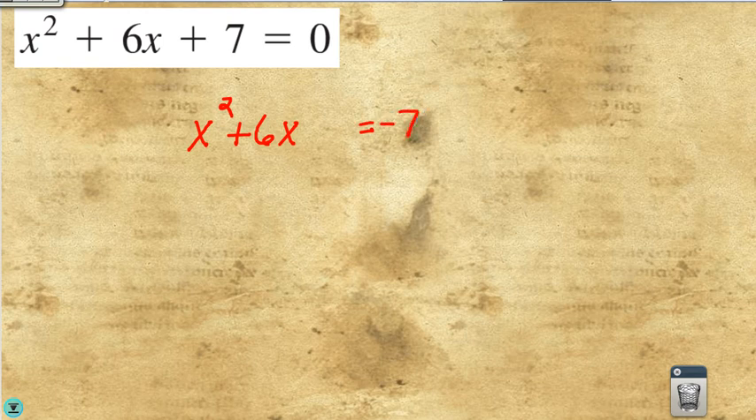Step number two, complete the square. Now, x squared plus 6x. What do I add to complete that square? 9. Add it to both sides. Again, there's the part I forget. Make sure you put it on both sides.